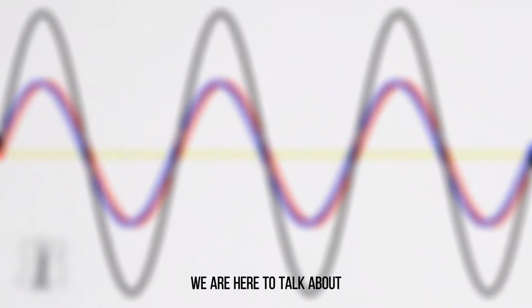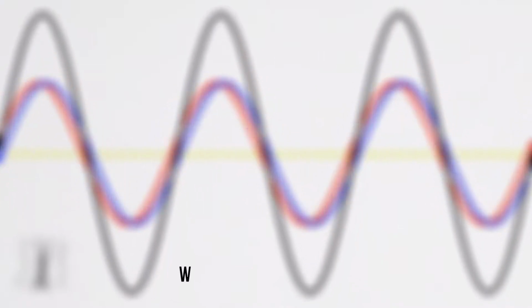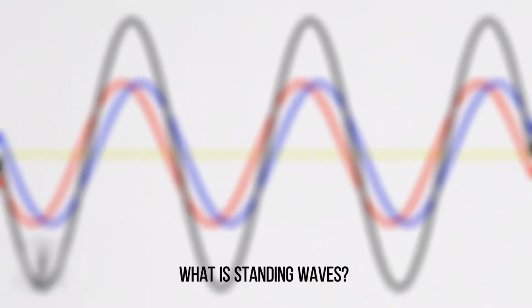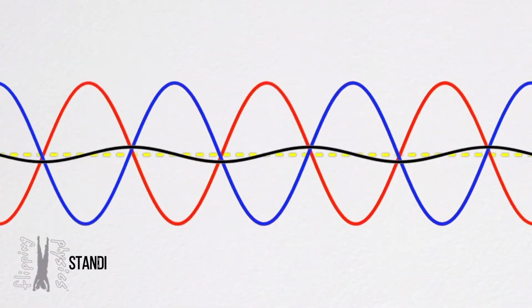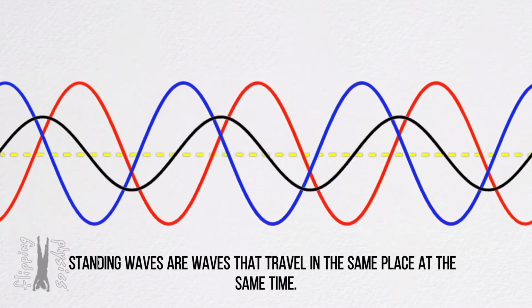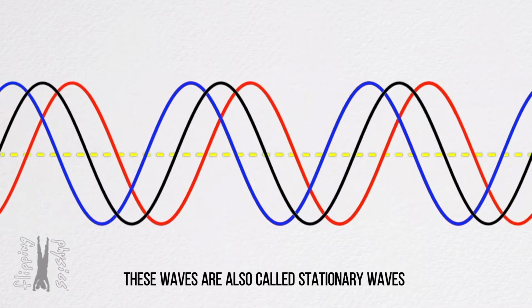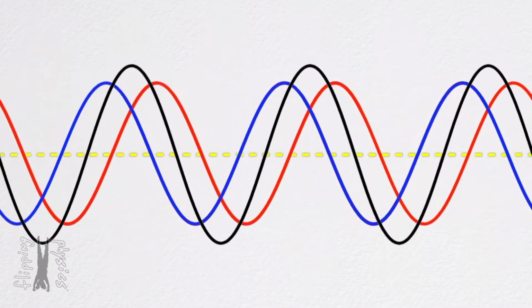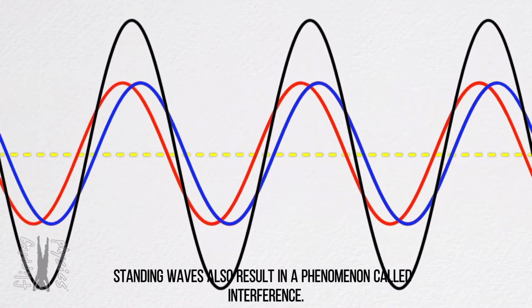Today, we are going to talk about standing waves. So what are standing waves? Standing waves are waves that travel in the same place at the same time. These waves are also called stationary waves. Standing waves also result in a phenomenon called interference.